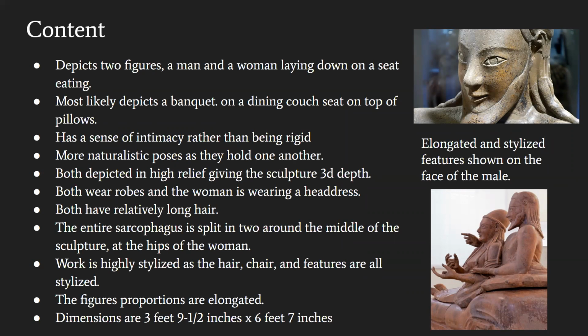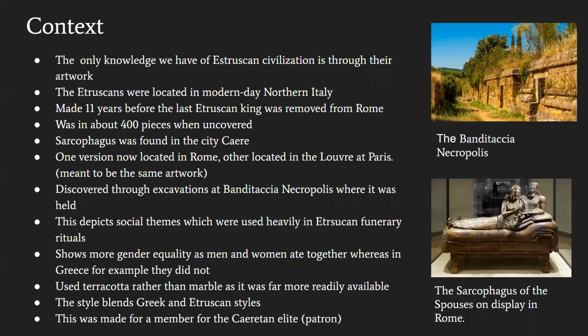The dimensions for this artwork are 3 feet 9.5 inches by 6 feet 7 inches. So the context here is that this comes from the Etruscan civilization, so the very beginning of Rome and the Italian peninsula. It was made 11 years before the last Etruscan king was removed from Rome. When it was initially discovered, they had to compile all the pieces because it was broken up into many different pieces, about 400 pieces. So it was compiled into one piece.